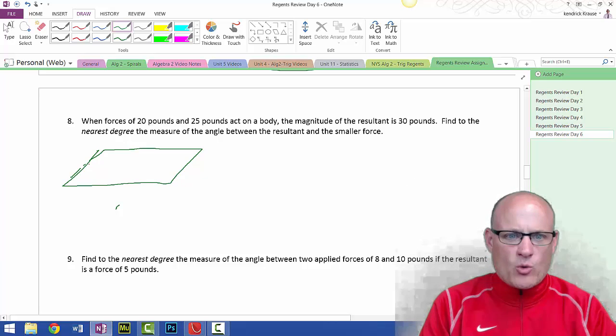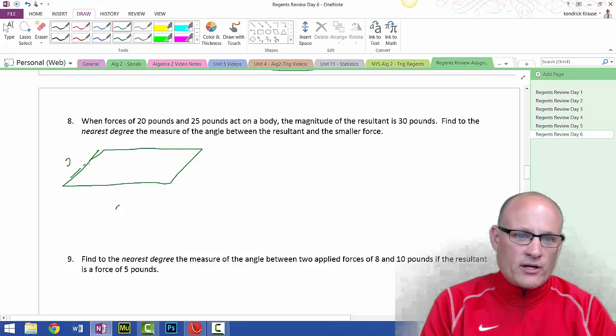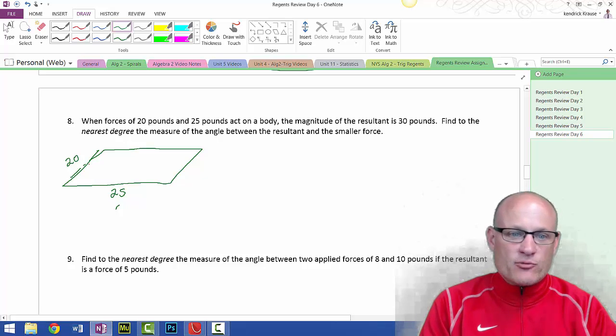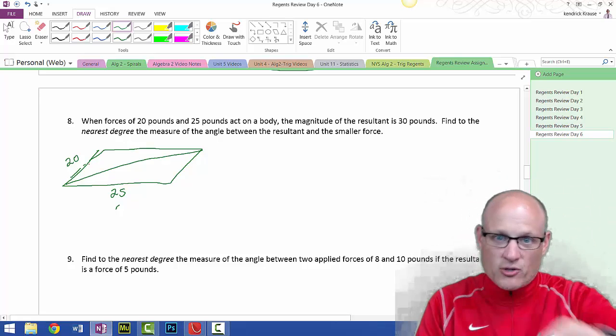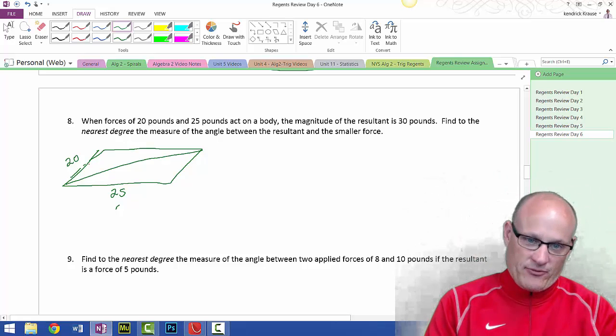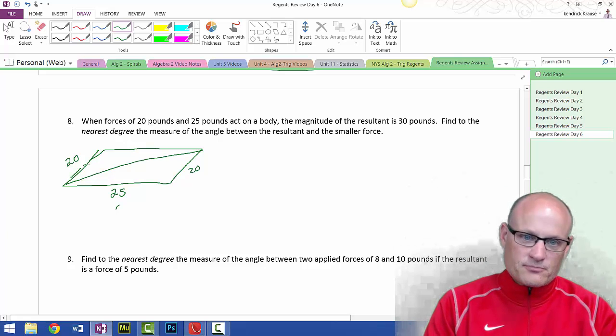When forces of 20 pounds and 25 pounds, 20 pounds and the longer one is 25, act on a body, the magnitude of the resultant is 30 pounds. Now, how many of you right now are going, oh, 3 sides? Law of cosines. You don't have to snap your fingers. It's kind of annoying. And they told me that this is 30.